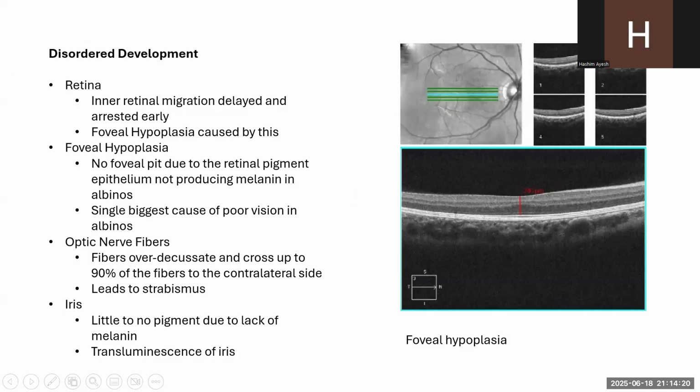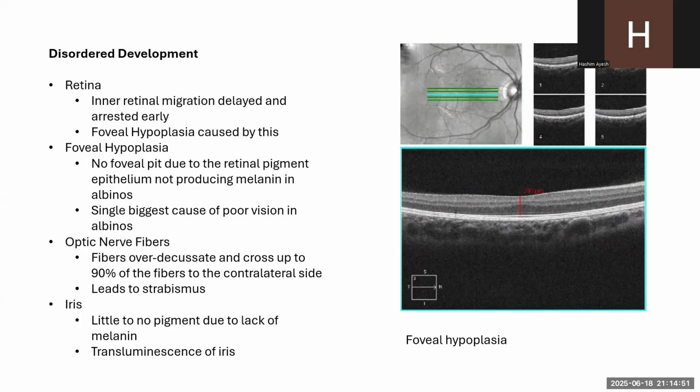Now for the disordered development, starting with the retina. Inner retinal migration is delayed and arrested early, leading to foveal hypoplasia, which can be seen in the diagram on the right. You can see how the fovea has no pit and is flat. Foveal hypoplasia, with no foveal pits, is also caused by the retinal pigment epithelium not producing melanin in albinos and having disordered structure. It's the single biggest cause of poor vision in albinos.